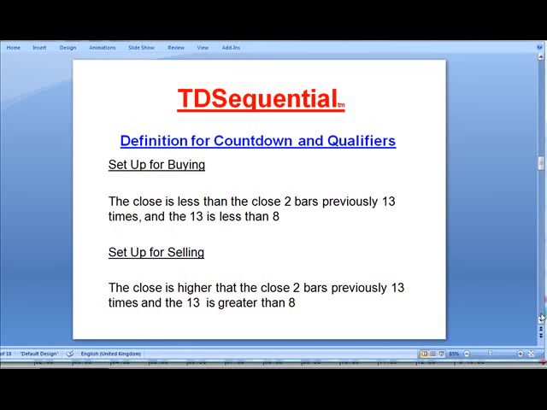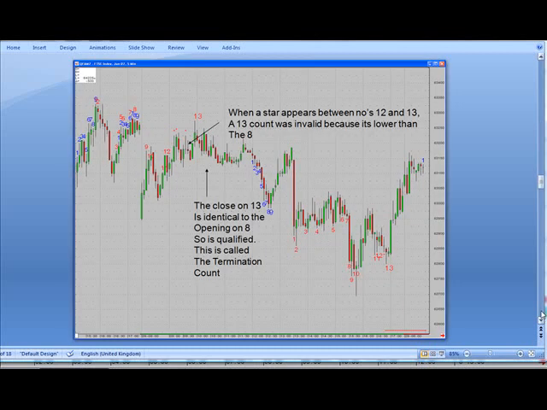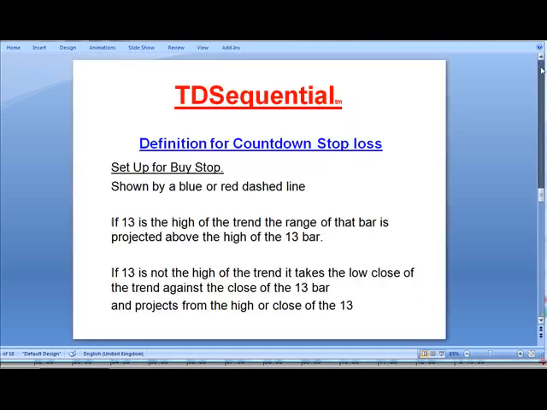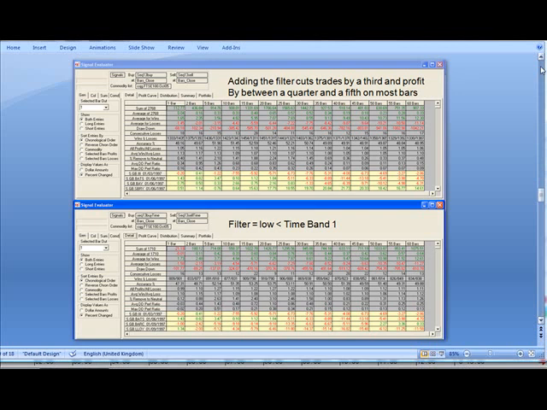So we must have for a buy setup that 13 is less than 8, and for a sell setup that 13 is greater than 8. If the close is identical, then it is also qualified, and that's what's regarded as what is called a termination count. Now I've done a huge number of tests on Demark studies some years ago.